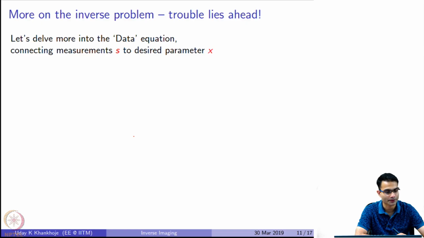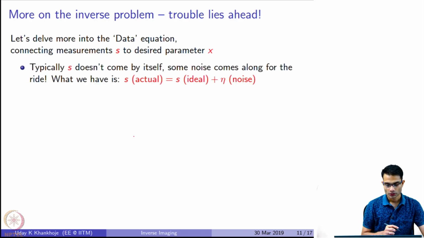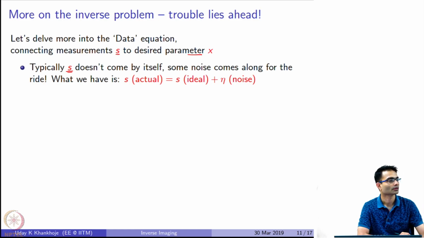Let's look at this data equation. Okay, so what all challenges are there in this inverse problem? This data equation S is connecting the measurements to the desired parameter. We have seen that. Now S of course does not come by itself. What comes with it? Noise, right? So the S actual contains the ideal measurements and noise.